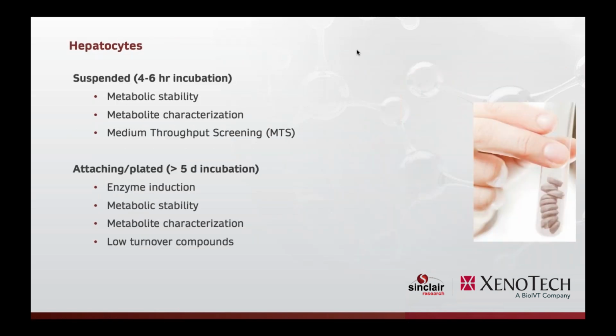So there are two main types of primary hepatocytes that can be used. These are suspended hepatocytes or attaching plated hepatocytes. And there are cases where you choose one over the other. For example, suspended hepatocytes are kind of the go-to. We try to use those the most, but they're limited in how long they can be incubated and remain viable for. Typically, suspended hepatocytes are used for shorter incubations, between 4 and 6 hours.